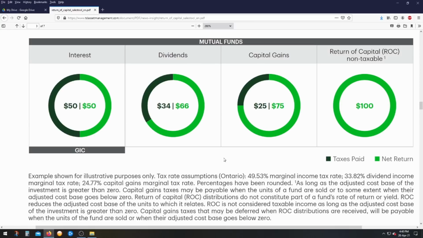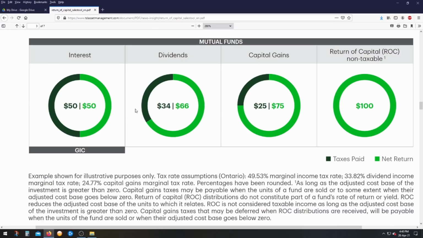First of all, I just want to start by saying this is a typical scenario for someone in Ontario that has a 49.53% marginal income tax rate. So of course, it's not going to be 100% accurate, guys. If you're in Quebec or BC, it's going to be different. It's also different for each person because our marginal income tax rates are all different. But this gives you a good idea of a typical scenario, okay? So take it with a grain of salt, but it really shows the different sources of income.